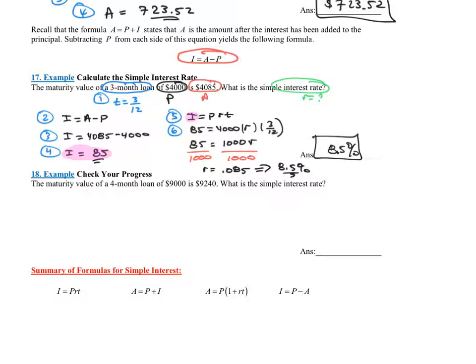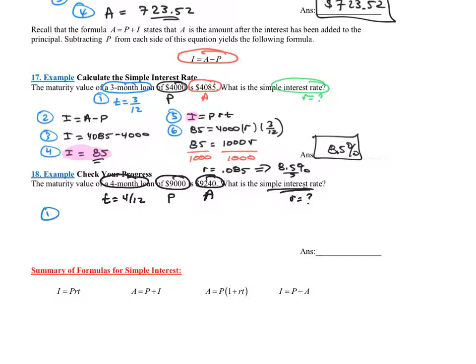Says the maturity value of a 4-month loan of $9,000 is $9,240. What is the simple interest rate? I encourage you, go ahead and try to do this without me on your own. If you want to follow along, I'm getting T equals 4/12 for months. Has to be in terms of years. The smaller value is always P. The larger value is always A. It wants to know what R is.